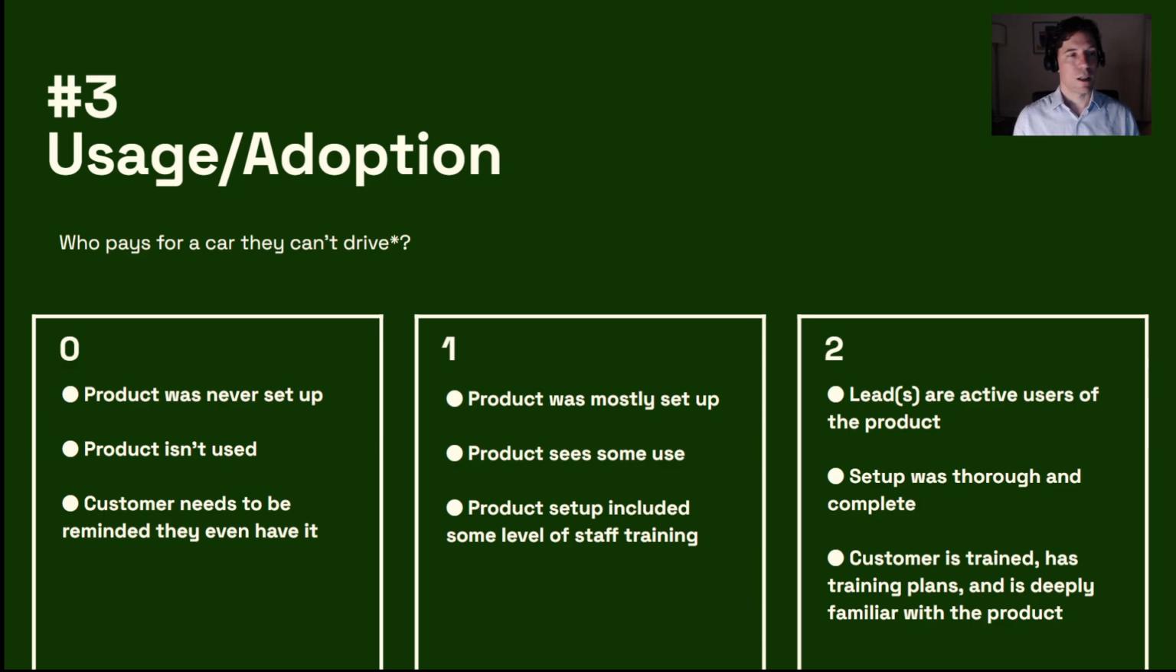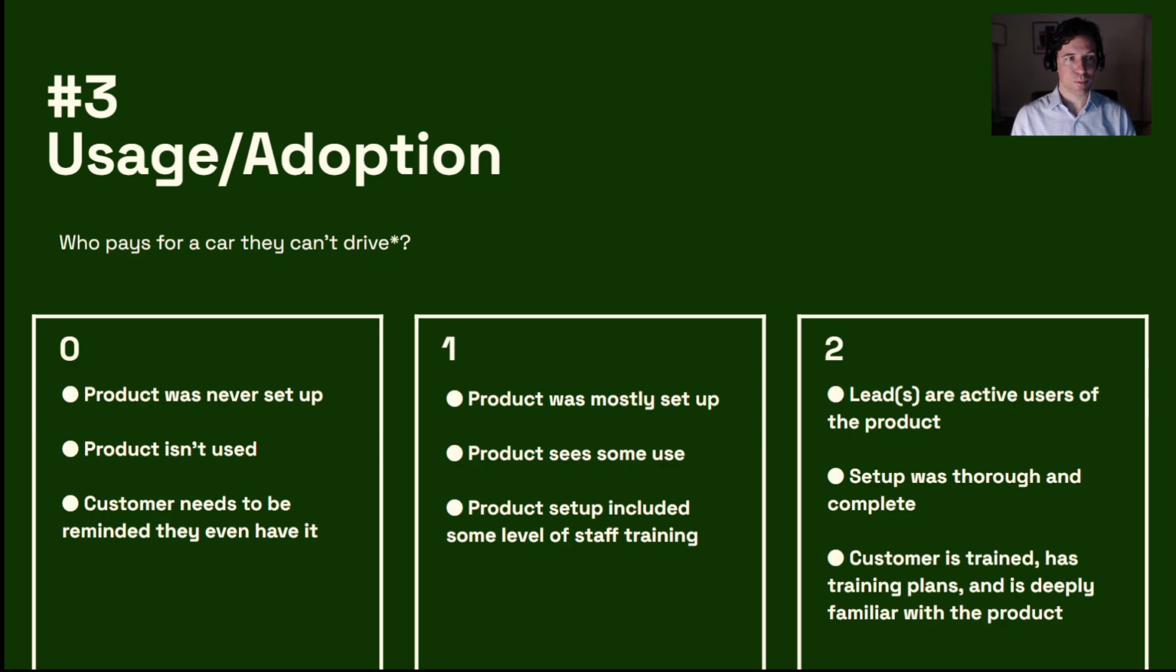A 1 in usage adoption is product was mostly set up. Implementation may have been closed early, but it's mostly done. Product sees some use, got you in your yellow score here. And then your product setup included some level of staff training, not just your admins, not just your key contacts, but some trainees beyond your core group that you're already talking to all the time. That helps give you a little bit more spread into the relationship with that company. So even if your lead contact goes away, you'll have users who are familiar and can advocate for the product in a perfect world.